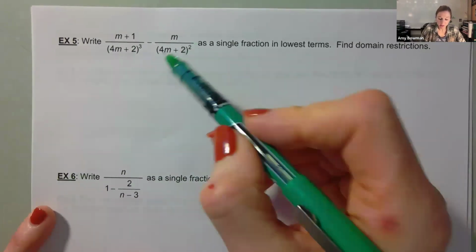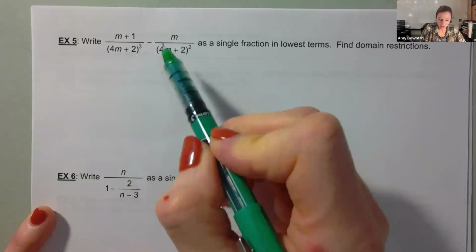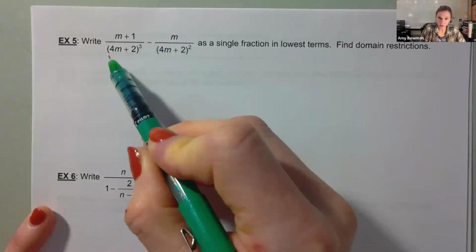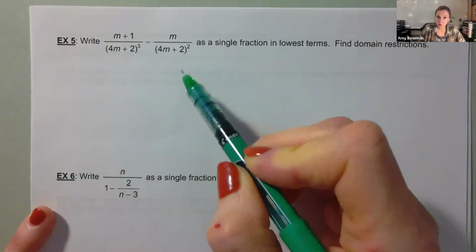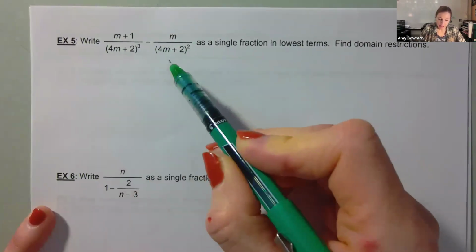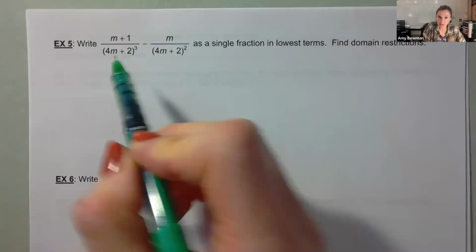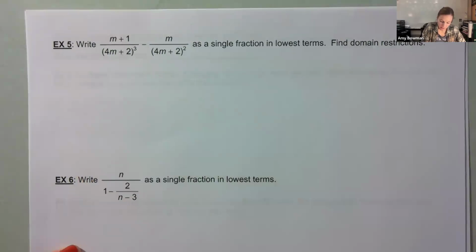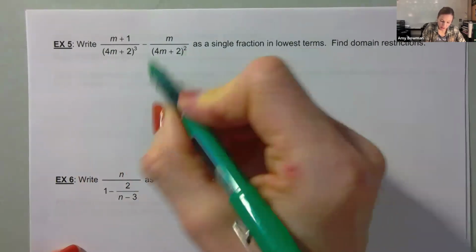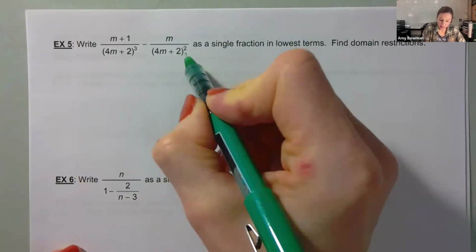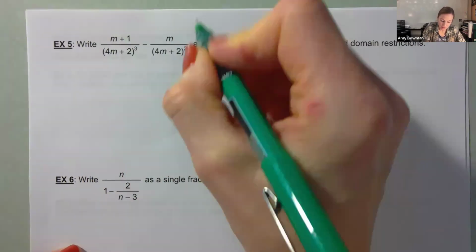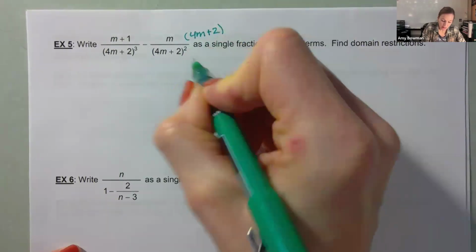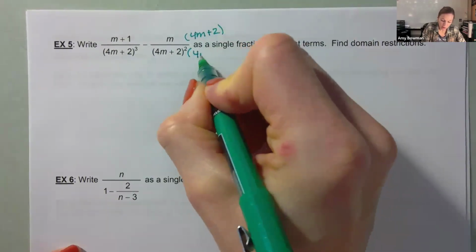If it seems like you're not doing it correctly, then go back and watch the walkthrough. So for this first example, I'm looking at subtraction of these two fractions, and I'm looking at my denominators, 4m plus 2 cubed and 4m plus 2 squared. So my common denominator is going to be this exact denominator in the first fraction, 4m plus 2 cubed. For my second fraction, the only thing I need to multiply by is 4m plus 2 in the numerator and the denominator to get 4m plus 2 cubed.